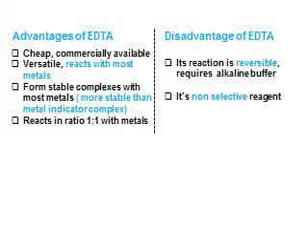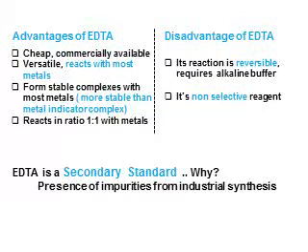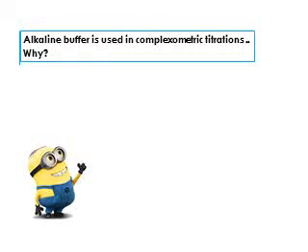Its reverse reaction requires using an alkaline buffer, as we discussed before, and it is non-selective, which means it reacts with most metals, so we don't have a ligand or a complexometric reaction for every metal. It is a secondary standard due to the presence of impurities from the industrial process, so we need to standardize it. Why do we use an alkaline buffer in complexometric titrations?